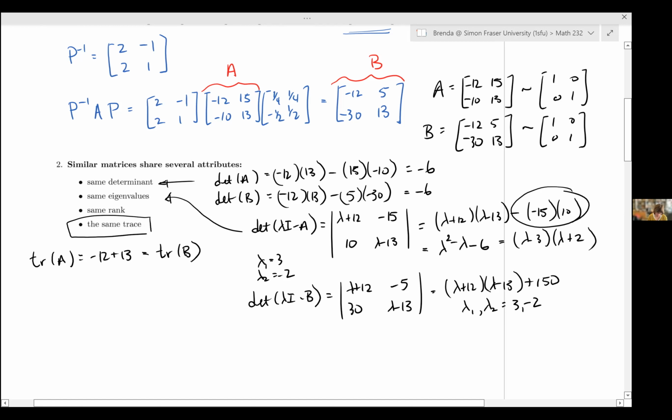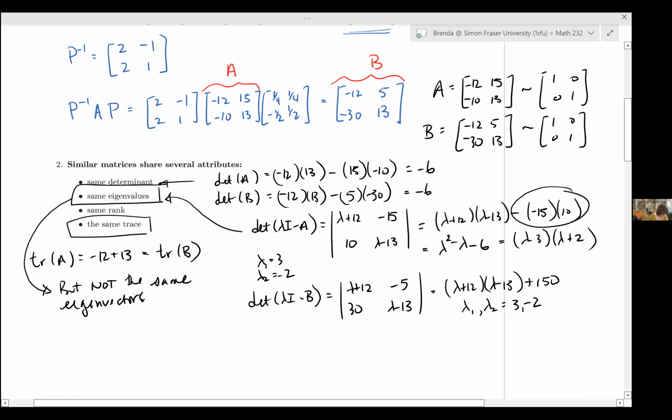Okay, one thing I do want to point out, the eigenvalues of A and B are the same, but the eigenvectors are not. So I'm going to highlight that and say when two matrices are similar, they have the same eigenvalues, but they don't necessarily have the same eigenvectors.